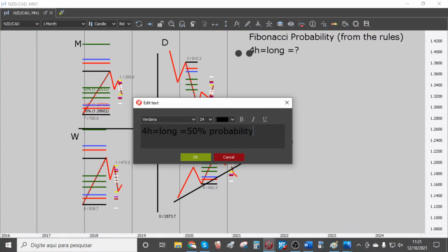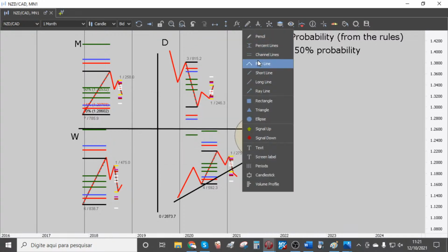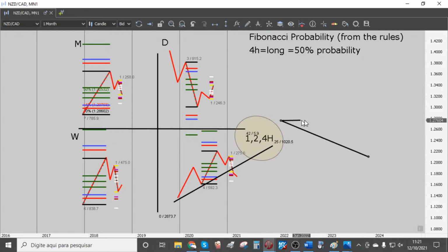Yes, but the stochastic, we are addressing the Fibonacci's. Don't mix apples with bananas. Yes, but the MACD, we are addressing the Fibonacci's.